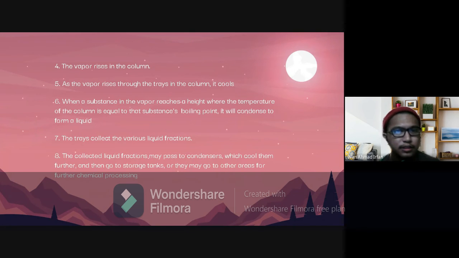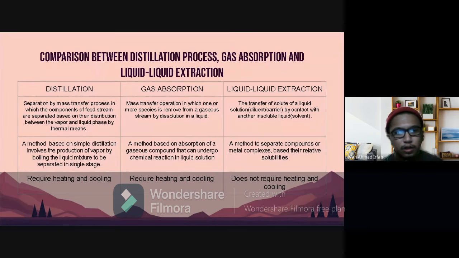Next, the vapor rises in the column. As the vapor rises through the trays in the column, it cools. When a substance in the vapor reaches a height where the temperature of the column is equal to the substance's boiling point, it will condense to a liquid. The trays collect the various liquid fractions. And lastly, the collected liquid fractions may pass to a condenser which cools them further and then go to a storage tank, or they may go to other areas for further chemical processing. So I will pass to the next presenter.